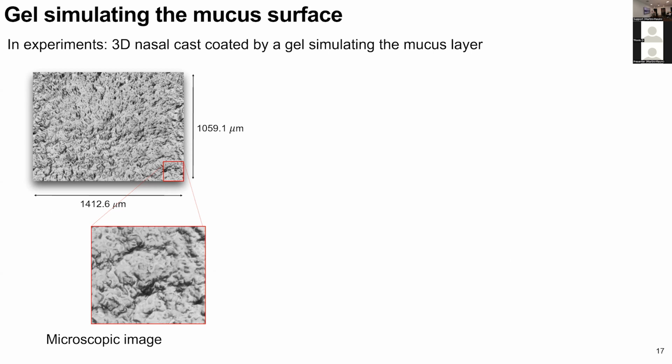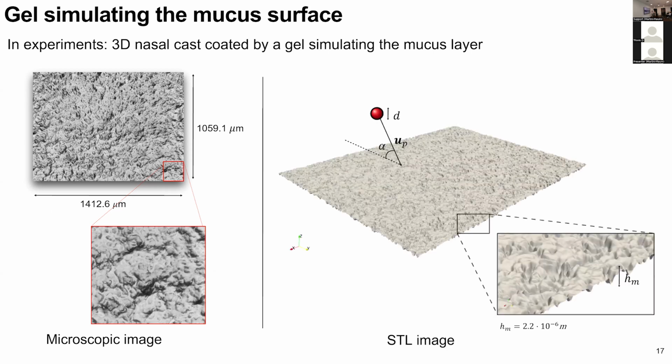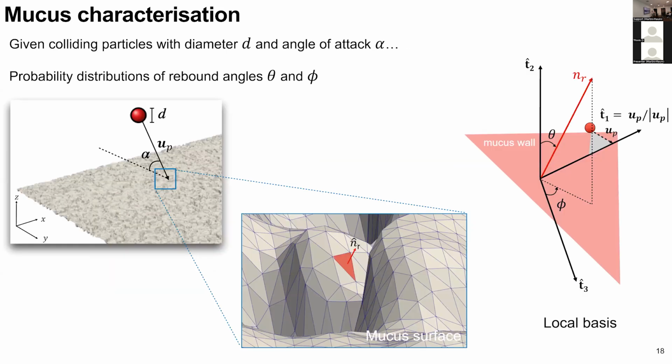So then what we did is obtain an STL image or a CAD image of this surface, and we characterized this surface. We did a mucus characterization. So basically, what do I mean by that? We have considered different colliding particles against this surface with a certain diameter and an angle of attack, and we have extracted the probability distribution of rebound angles.